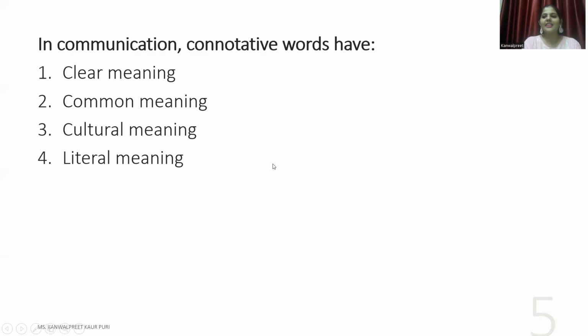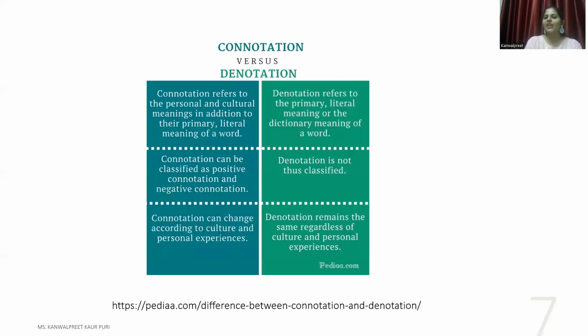So let's understand this. In communication, connotative words have option 1, clear meaning, option 2, common meaning, option 3, cultural meaning, and option 4 is literal meaning. Now, when you understand the syllabus, you will come to know that we have two types of words which are called connotation and denotation. Before we attempt any question, I always advise all my students to ensure you know the meaning of the words.